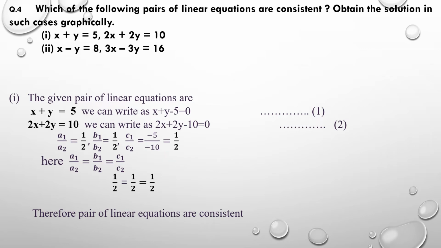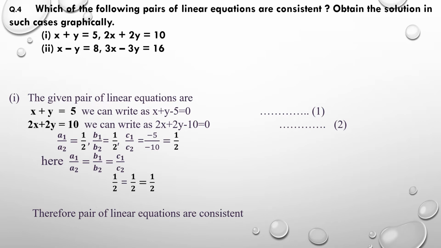linear equations. So first of all, the ratio of a1 by a2 is equal to 1 by 2, and the ratio of b1 by b2 is equal to 1 by 2, and the ratio of c1 by c2 is equal to minus 5 by minus 10. On solving, it is also equal to 1 by 2. So when we find the ratios, we compare them with each other. After comparing, we see that the ratio of a1 by a2 is equal to b1 by b2 is equal to c1 by c2.